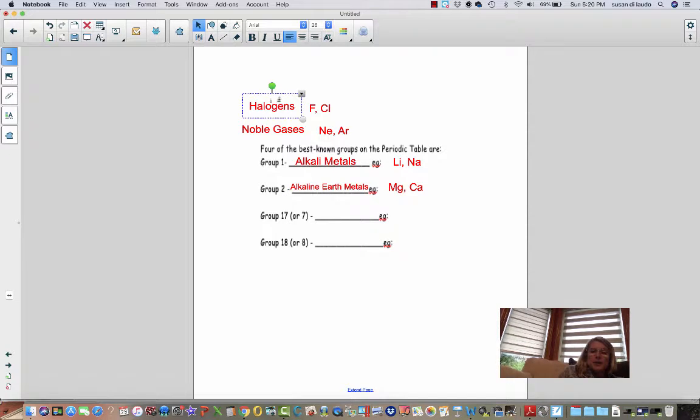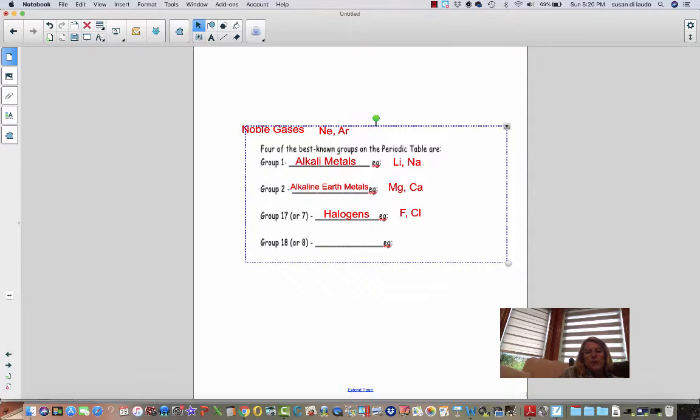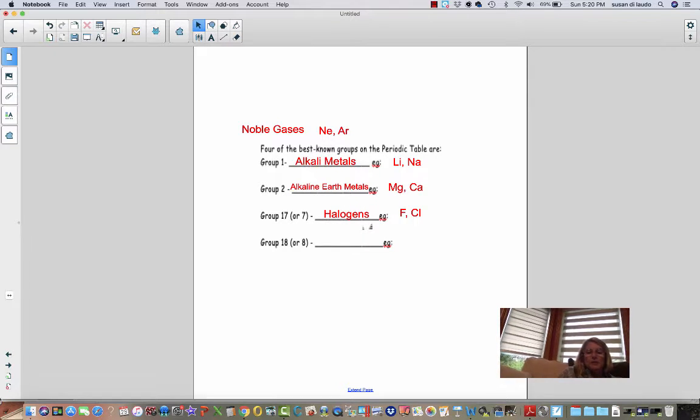As we go across the periodic table all the way over to group 7, we have the halogens. These would be things like fluorine and chlorine. They're also really, really reactive, because if you take a look at the Bohr-Rutherford diagrams of the halogen group, they've got 7 valence electrons. All they need is 1 more and they'd be stable. So halogens are really reactive.